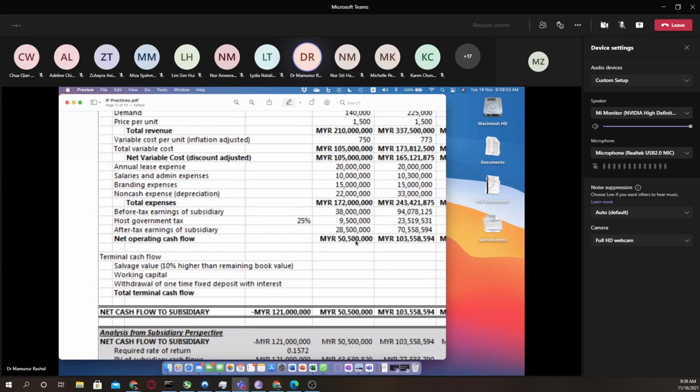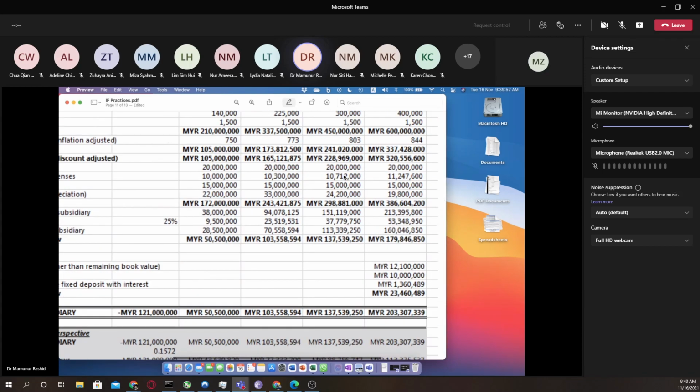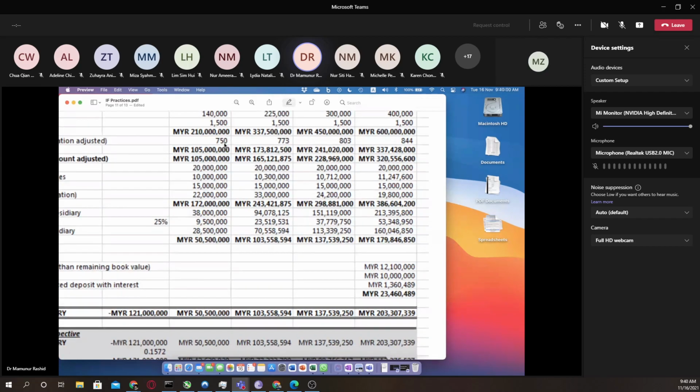Okay, just one thing here is when you are calculating variable cost, this has to be adjusted for inflation rate. So 750 next year adjusted, increasing by inflation rate in Malaysia. Third year increasing by inflation rate in Malaysia. Fourth year increasing by inflation rate in Malaysia. Year by year increase because of inflation rate.